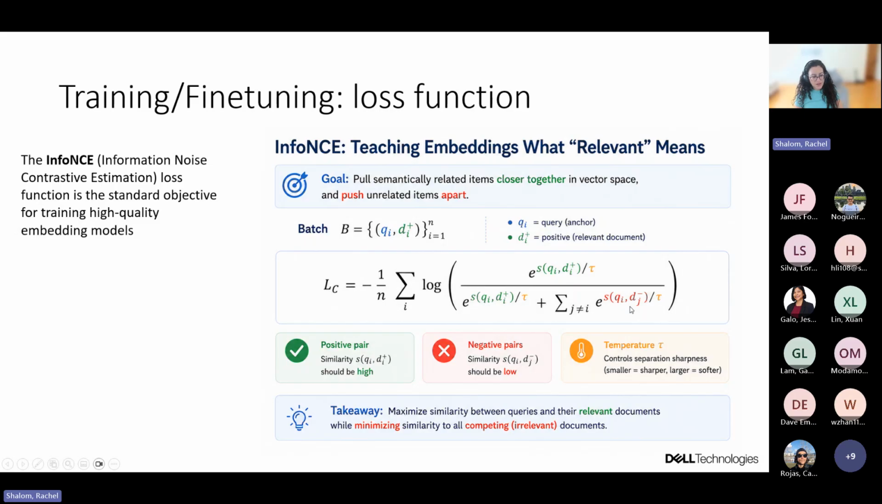You can think of it as the denominator containing the same positive pair with all other competing documents. And we want the positive document to dominate this competition during training. And we want this similarity to be as high as possible for positives, and smaller for negatives.